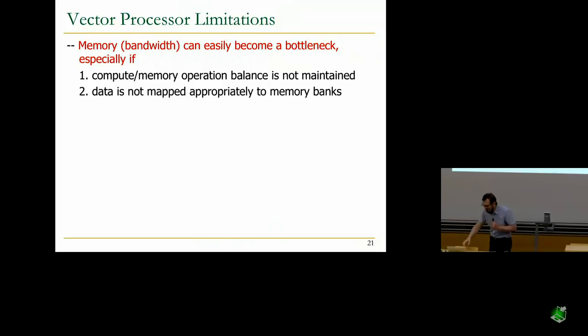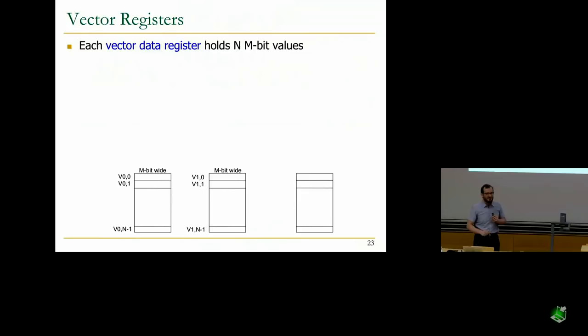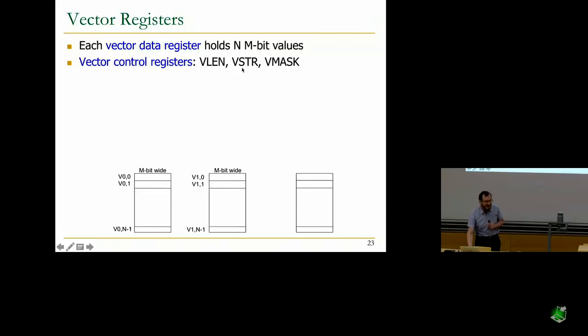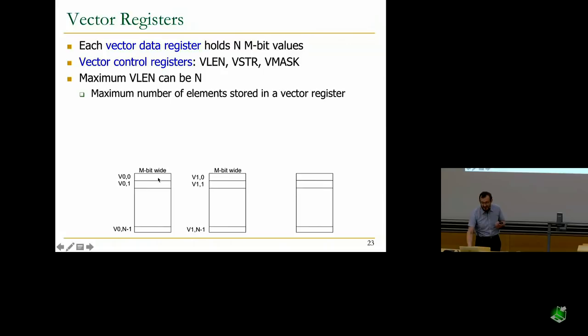Okay, let's go into a little bit more depth. Let's take a look at these vector data registers, for example. Each vector data register holds n m-bit values. In this case, m-bit is the width of the data register. As you can see there, I showed three registers over here. And n is the vector length, the maximum vector length you can have in hardware. So there are vector control registers, as we said, vector length, vector stride. I'm going to introduce vector mask also. So maximum vector length can be n, as I said. That's the maximum number of elements stored in a vector register.